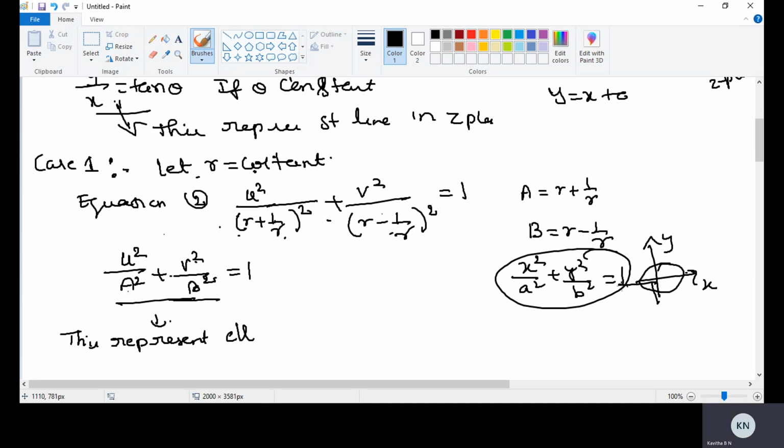This is x square by a square plus y square by b square is equal to 1. This is the general form of an ellipse. This is u square by a square plus v square by b square is equal to 1. This represents an ellipse in the W plane.